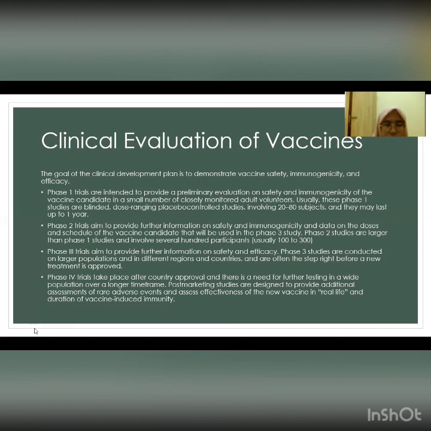And the last one is Phase 4 trials, which take place after country approval, when there is a need for further testing in a wide population over a longer time frame. Post-marketing studies are designed to provide additional assessment of rare adverse events and assess effectiveness of the new vaccine in real life and duration of vaccine-induced immunity.